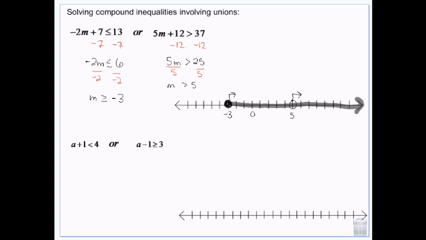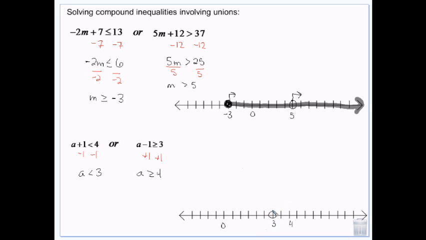For our next example, subtract 1. I get a is less than 3. Add 1. And I get a is greater than or equal to 4. And just to make it spaced out, I'm going to count these as 2's. So I'll say 1, 2, 3, 4. So it's more spaced out, so it's easier to see.